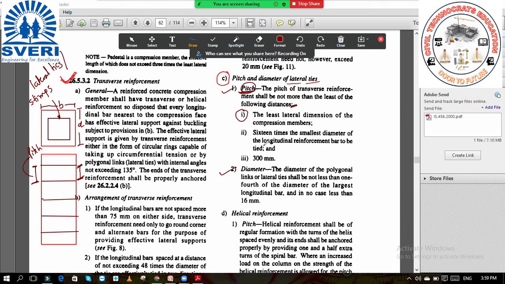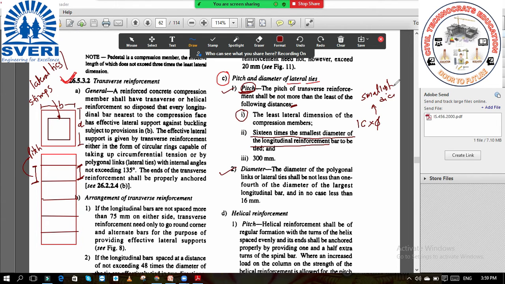Okay. Then 16 times the smallest diameter of the longitudinal reinforcement. So it is 16 times the diameter, or you can say here phi also. 16 times phi. But this phi is nothing but the smallest diameter of the longitudinal reinforcement.